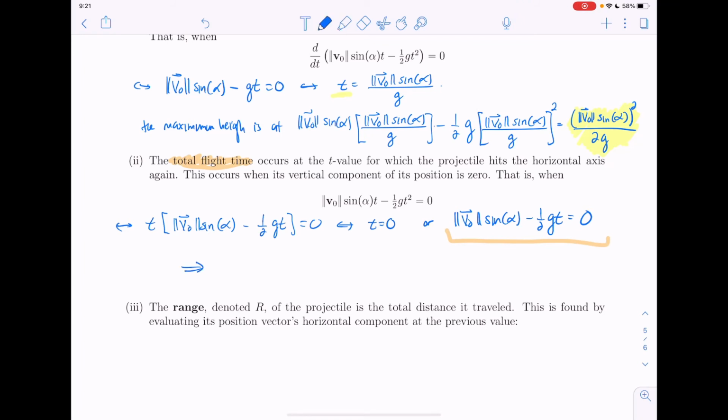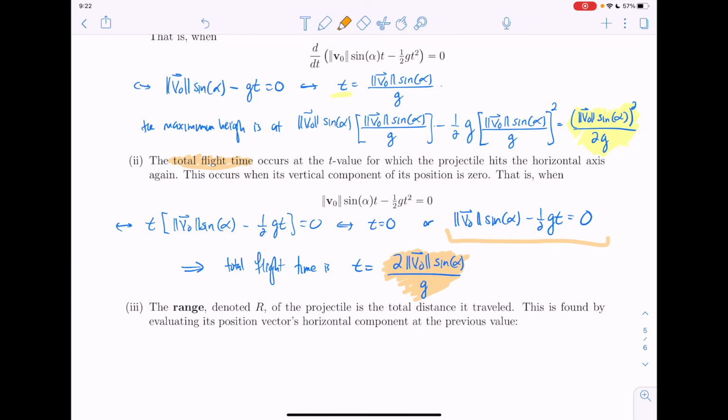So that tells me that the total flight time is t equals, solving this equation, we'll end up with 2 times the magnitude of v0 times sine of the firing angle over g. And that becomes the answer that we're looking for. That's how long this object spends in the air.